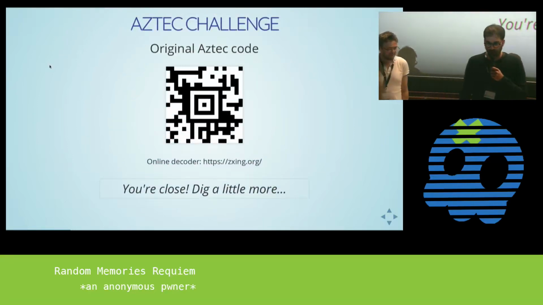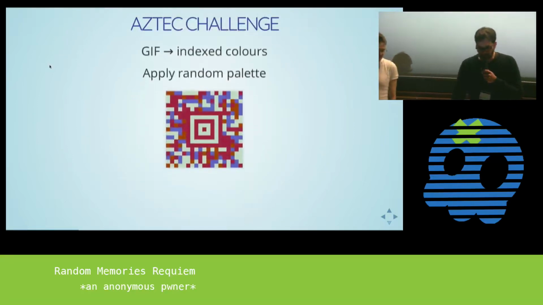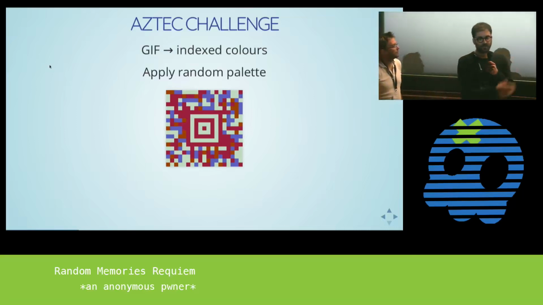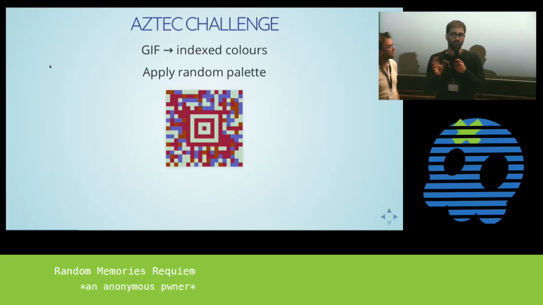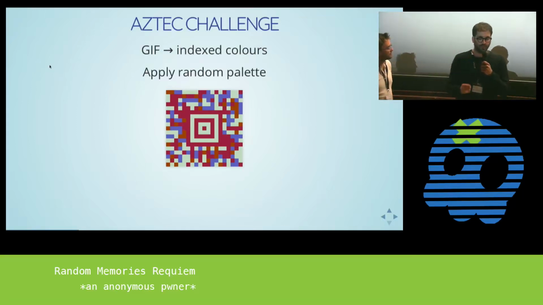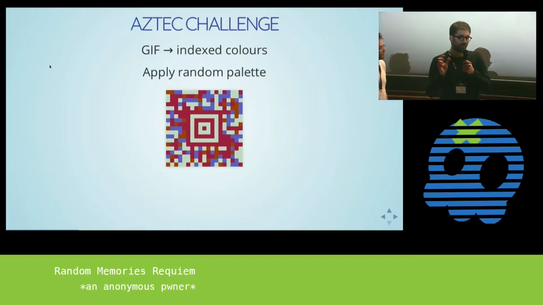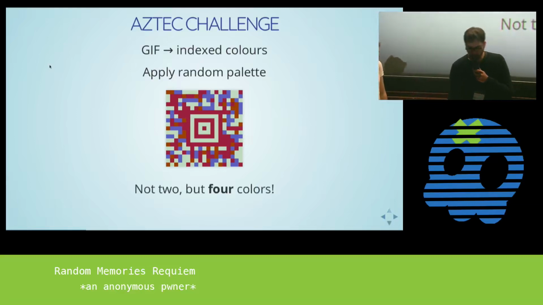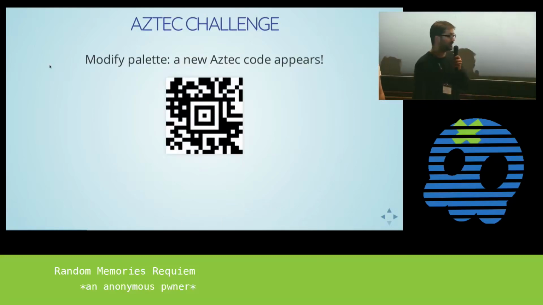So welcome to steganography. It's a GIF image, and what is special with GIF images is that you can specify a color palette. And if you apply a random palette on the image, you see that the Aztec code is not composed of 2 colors, black and white, but actually of 4 colors. There are 2 white and 2 black, very similar. And if you modify the palette a bit, you see a new Aztec code appearing, and this one has got a flag.